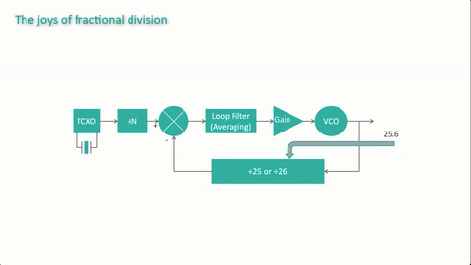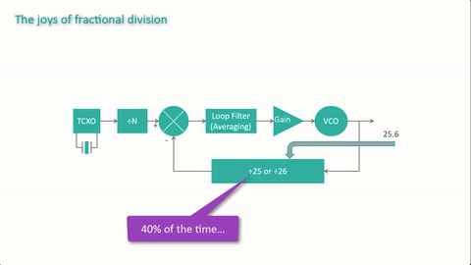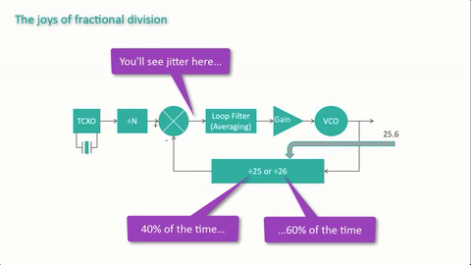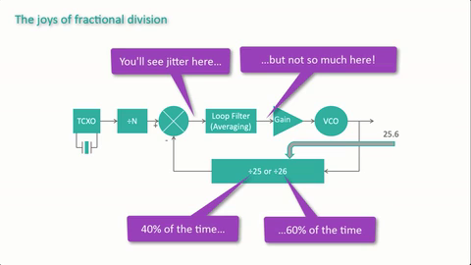Let's take a look at the diagram. The divider stage wants to divide the VCO output by the non-integer value, 25.6. Now one way to make that happen would be to divide by 25 for 40% of the time, and by 26 for 60% of the time. The input of the phase detector will see jitter on that input. But hey, that's why we have an averaging filter at the output of the phase detector. It averages out the jitter, and the DC value to the VCO is exactly the value we need to push the loop to the right frequency.